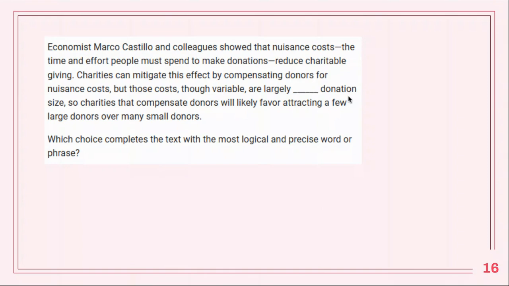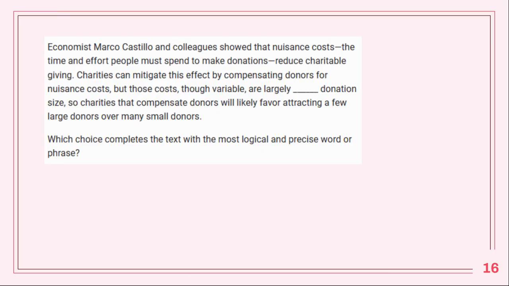Okay. This one's a little tricky, but I think we can figure it out. So, economist Marco Castillo and colleagues showed that nuisance costs, the time and effort people must spend to make donations, reduce charitable giving. Charities can mitigate this effect by compensating donors for nuisance costs, but these costs, though variable, are largely blank donation size. So charities that compensate donors will likely favor attracting a few large donors over many small donors. Okay, so what are we talking about?